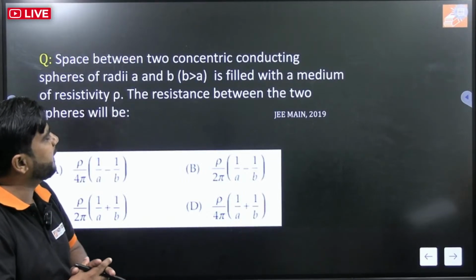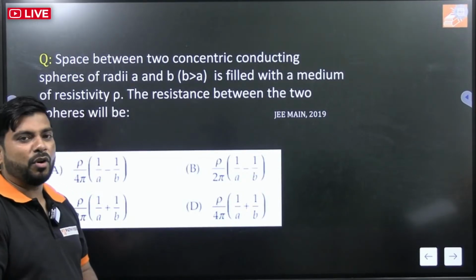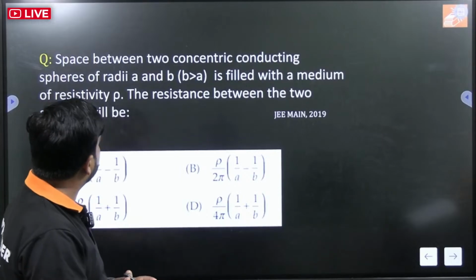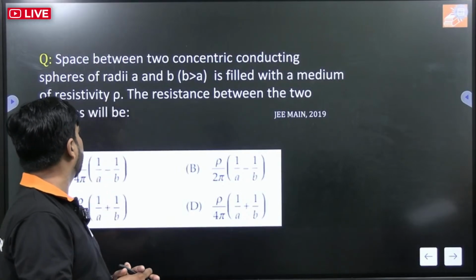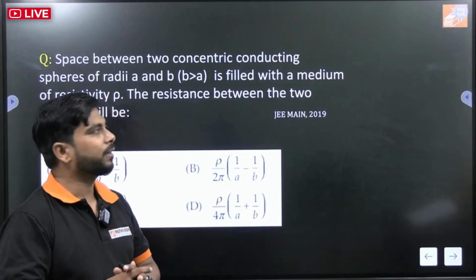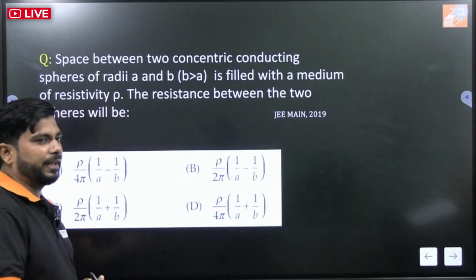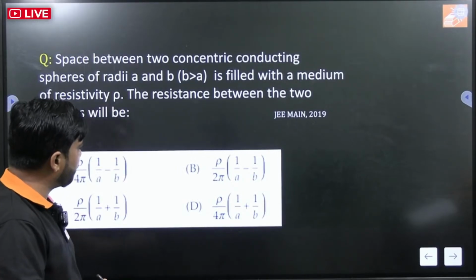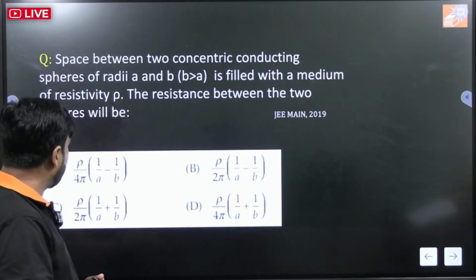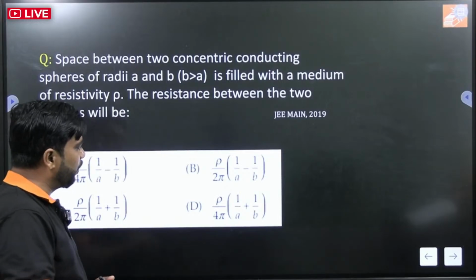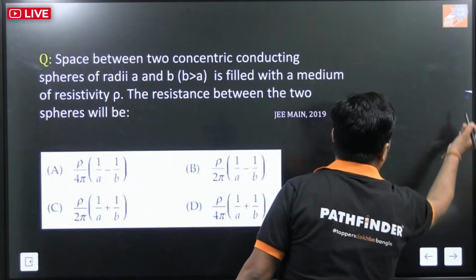This question has been asked in JEE in 2019. Space between two concentric conducting spheres of radii A and B, where B is greater than A, is filled with a medium of resistivity rho. The resistance between the two spheres will be, so options are: rho by 4 pi into 1 by A minus 1 by B; option B, rho by 2 pi into 1 by A minus 1 by B; rho by 2 pi into 1 by A plus 1 by B; and rho by 4 pi into 1 by A plus 1 by B. Let's see how to proceed with such a type of question.